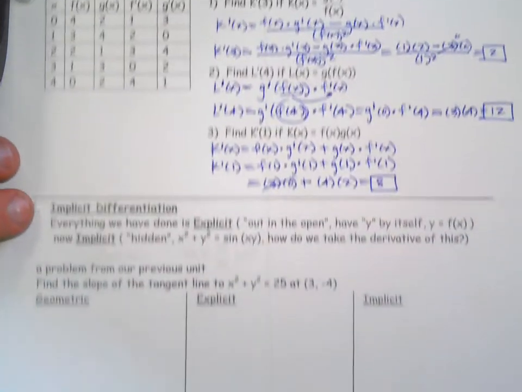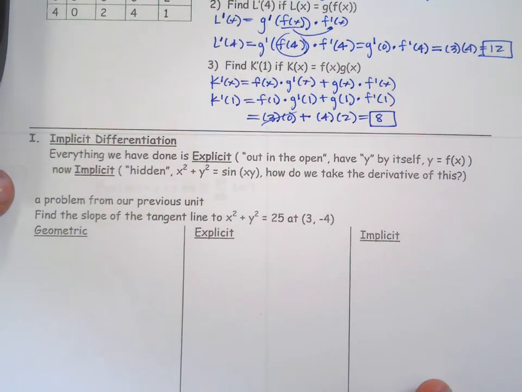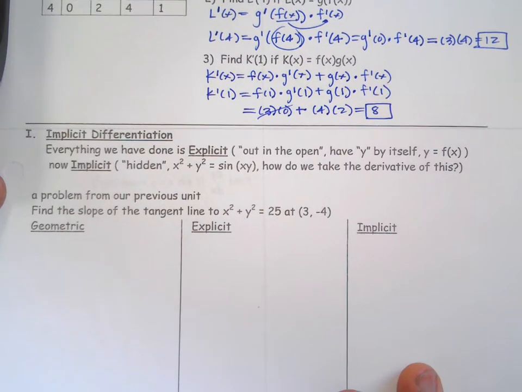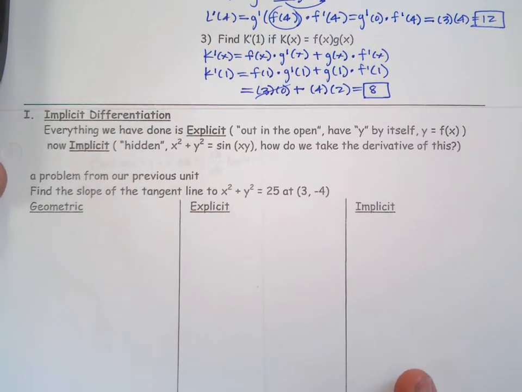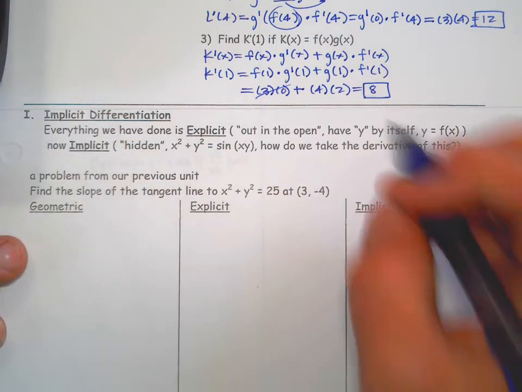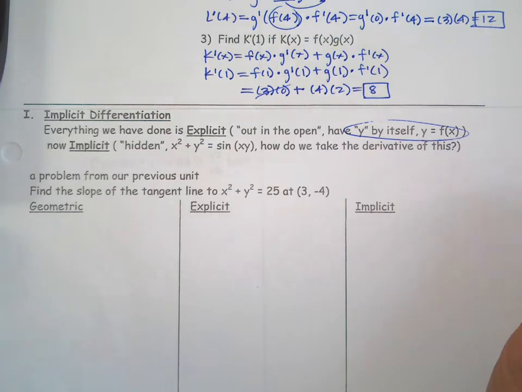All right. Now we're going to learn something new today. Like really new. So we've been learning a lot of derivative rules. And so far the way we've been doing derivatives has been done explicitly. And explicit means like very direct, straightforward. These problems, y is by itself.